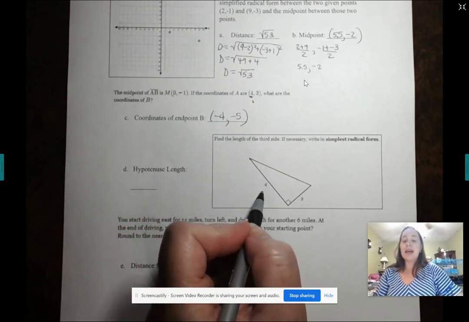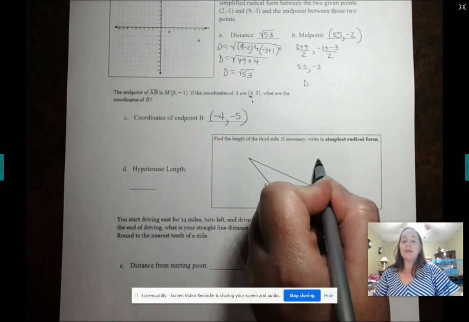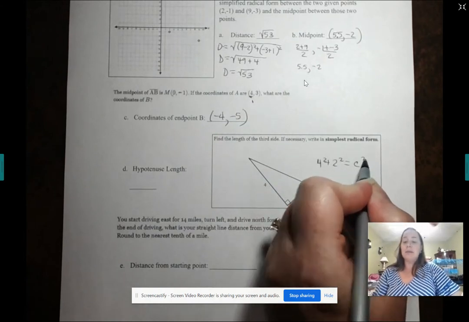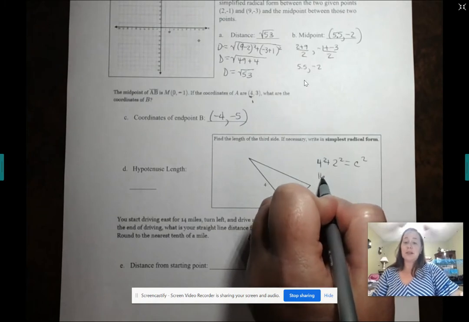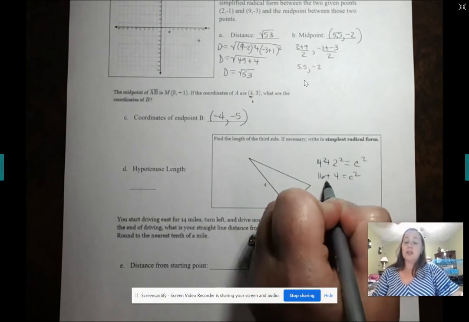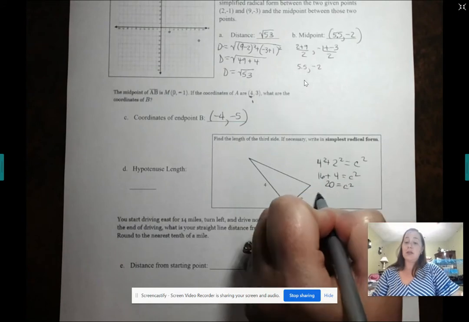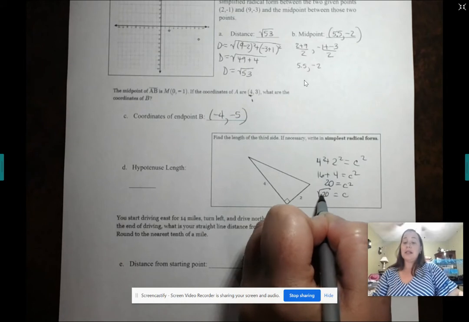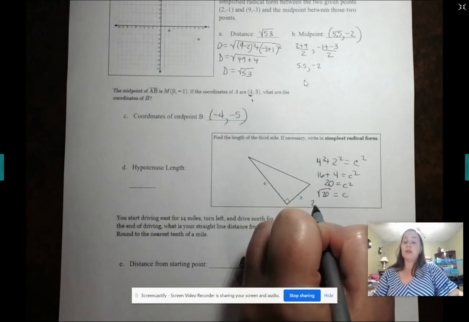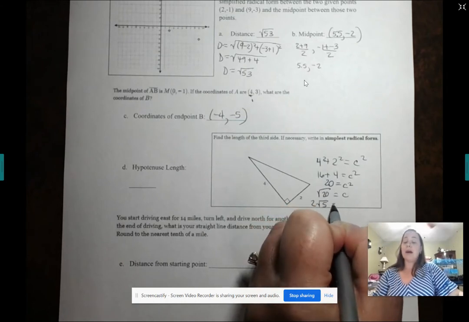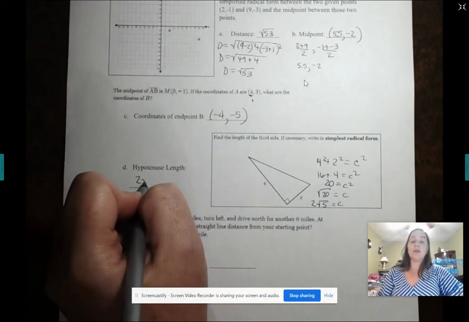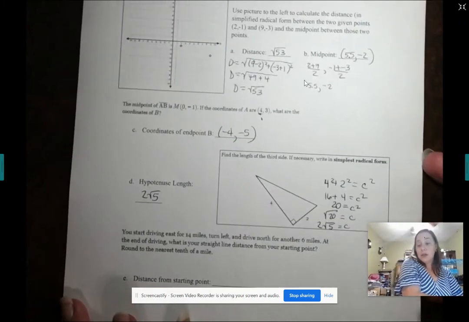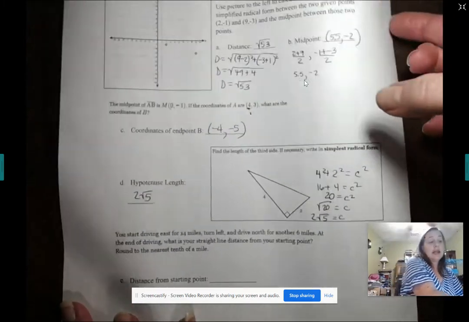So I'm going to take this leg and this leg, square them and add them together. So 4 squared plus 2 squared, it doesn't matter which is a and which is b, equals the hypotenuse squared. So this would be 16 plus 4, which is 20. And if I take the square root of 20, that would be c, but I can simplify that because 20 has a 4 in it, and the square root of 4 is 2, and that leaves a 5 behind. So the hypotenuse length, you would type it in this way in simplified radical form. If it asked you for a decimal, then you could round, but otherwise you should leave it exact.